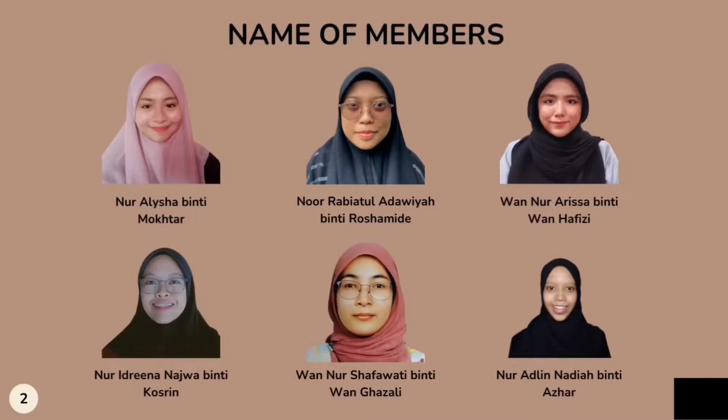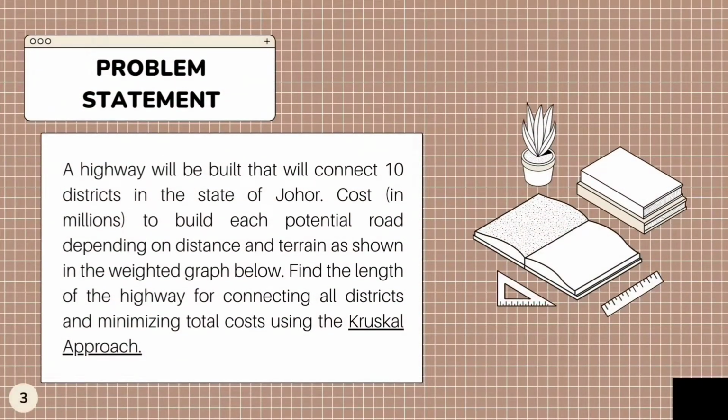For this presentation, I will explain about the problem statement. Now, I will describe an example of a problem statement in real life. A highway will be built that will connect 10 districts in the state of Johor. The cost in million to build each route potentially depends on distance and terrain, as shown in the weighted graph below. Find the length of the highway to connect all the districts and minimize the cost using the classical approach.